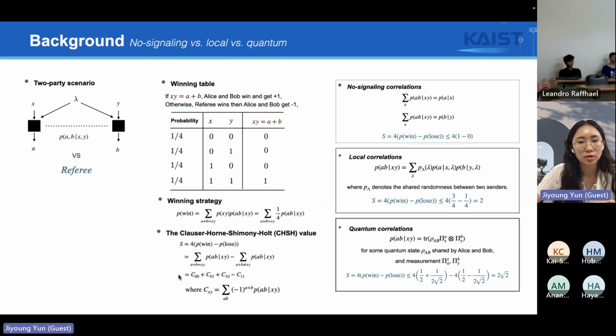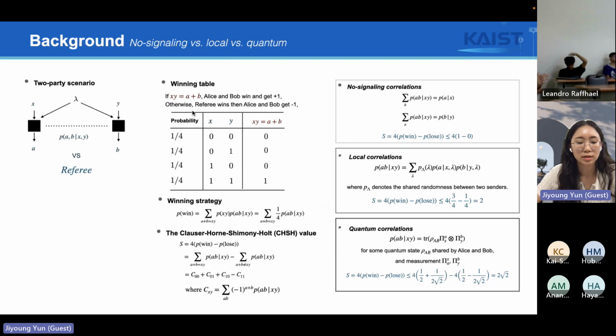And then we're gonna use non-local resource in our network protocol. So I wanna introduce this very simple Bell scenario and what we used in the network protocol.